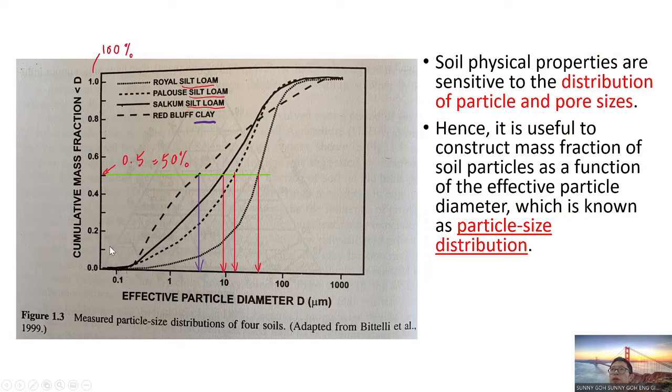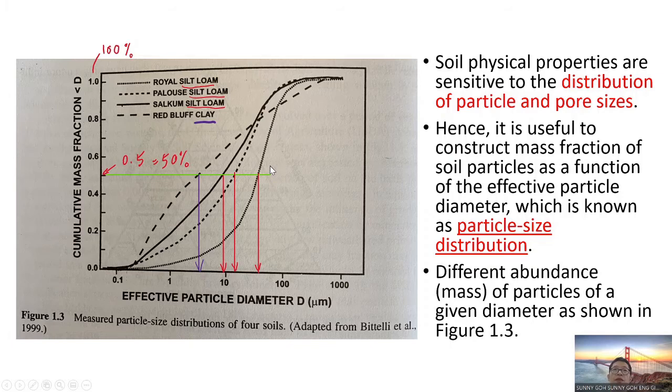Okay, so now you can see that at 50% of cumulative mass fraction, those with clay have a smaller size of particles compared with silt loam, which has a larger size. So I think this is correct, because we know that clay has a smaller size. All right. And a different abundance, which means the mass of particles of given diameter as shown in figure 1.2.